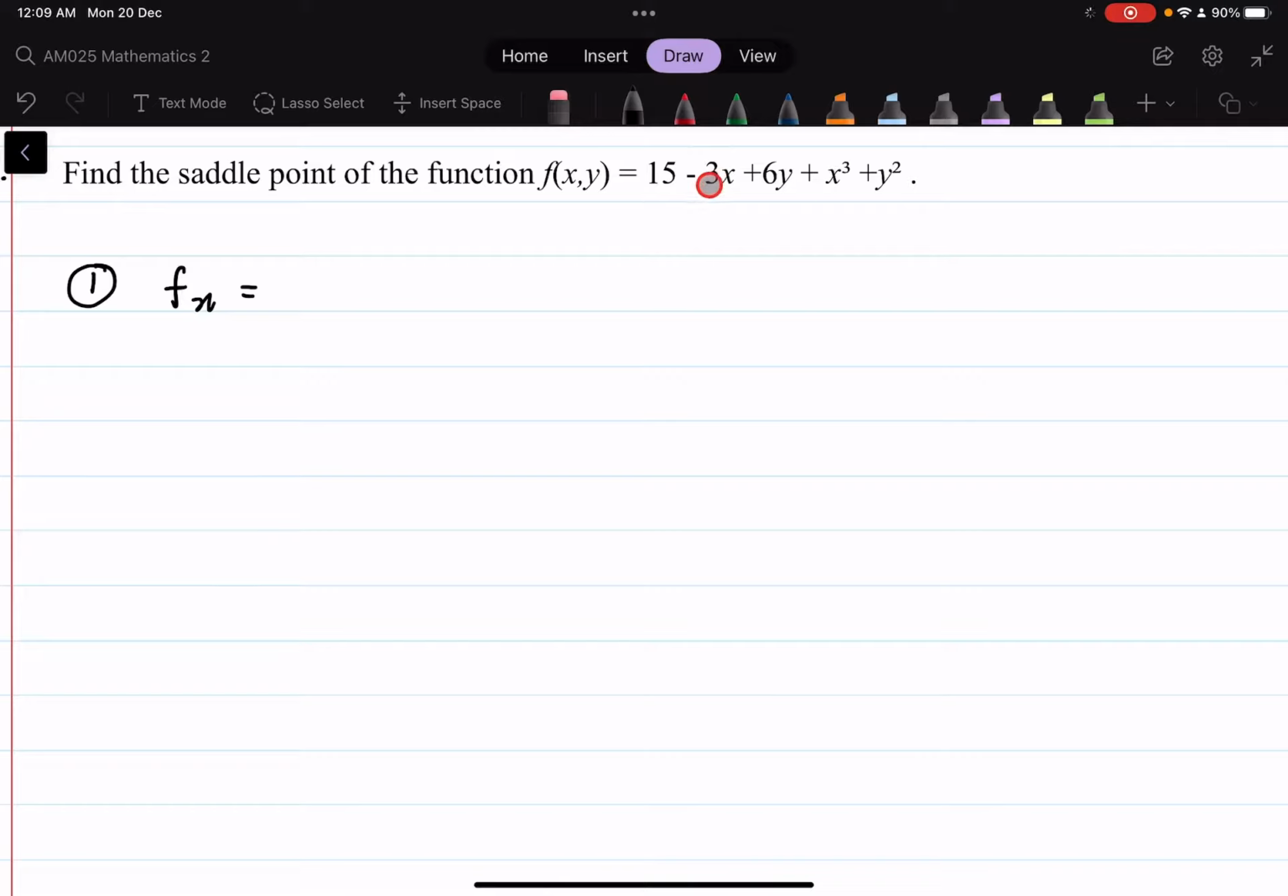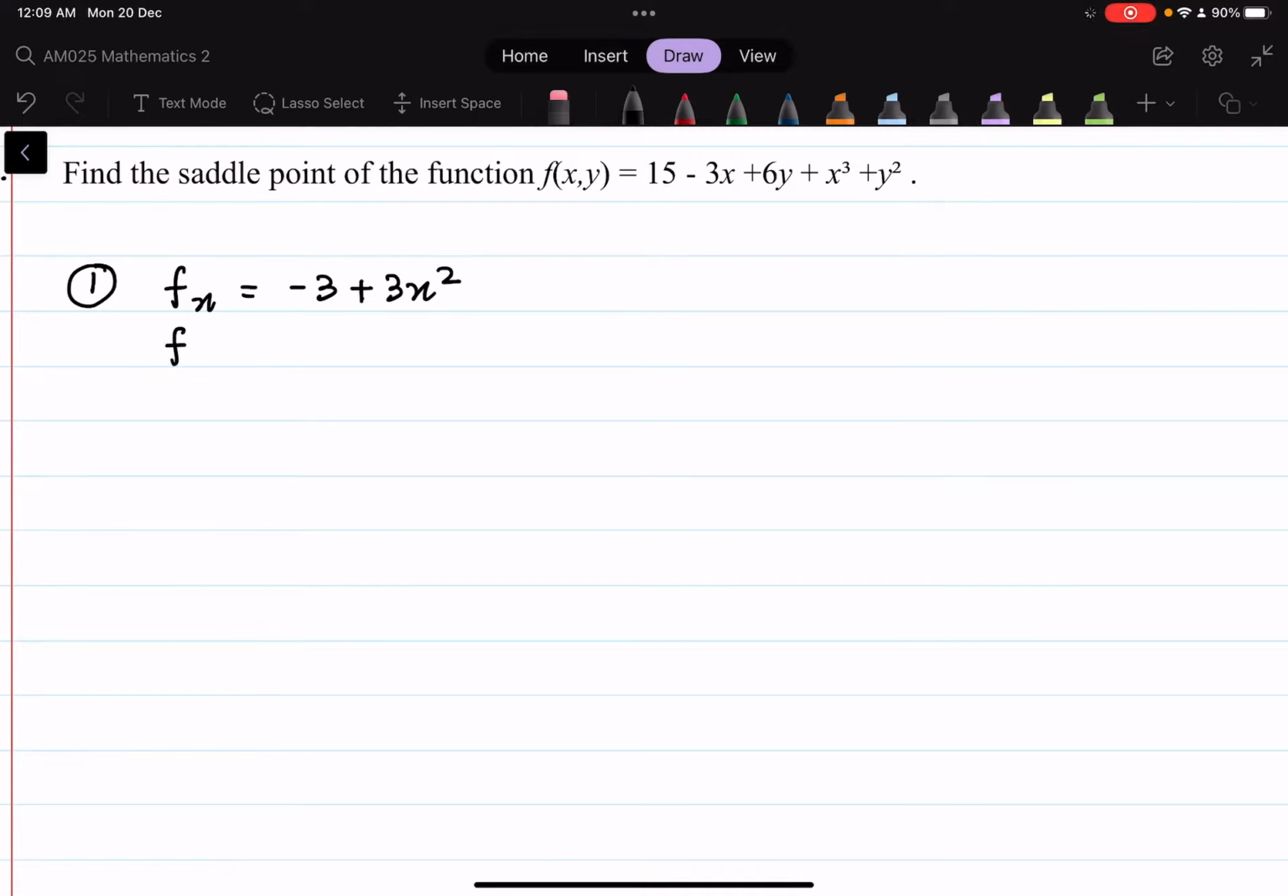So differentiate 15 with respect to x is 0, differentiate negative 3x with respect to x is negative 3, differentiate 6y with respect to x is 0, differentiate x cubed with respect to x is 3x squared, differentiate y squared with respect to x is 0.